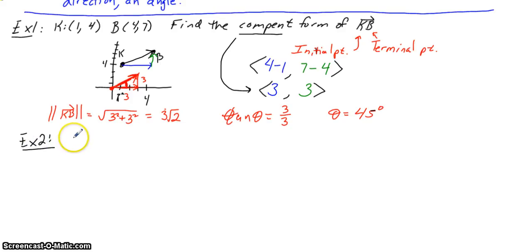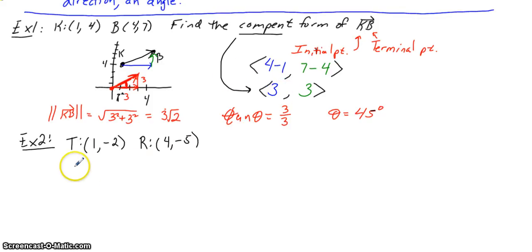for the vector with the initial ray at, how about T is 1, -2, and we go to point R, which is 4, -5. We don't have to draw it. We can if we wanted to, but we don't need to. Actually, we may end up doing that in component form. So let's first find the component form.